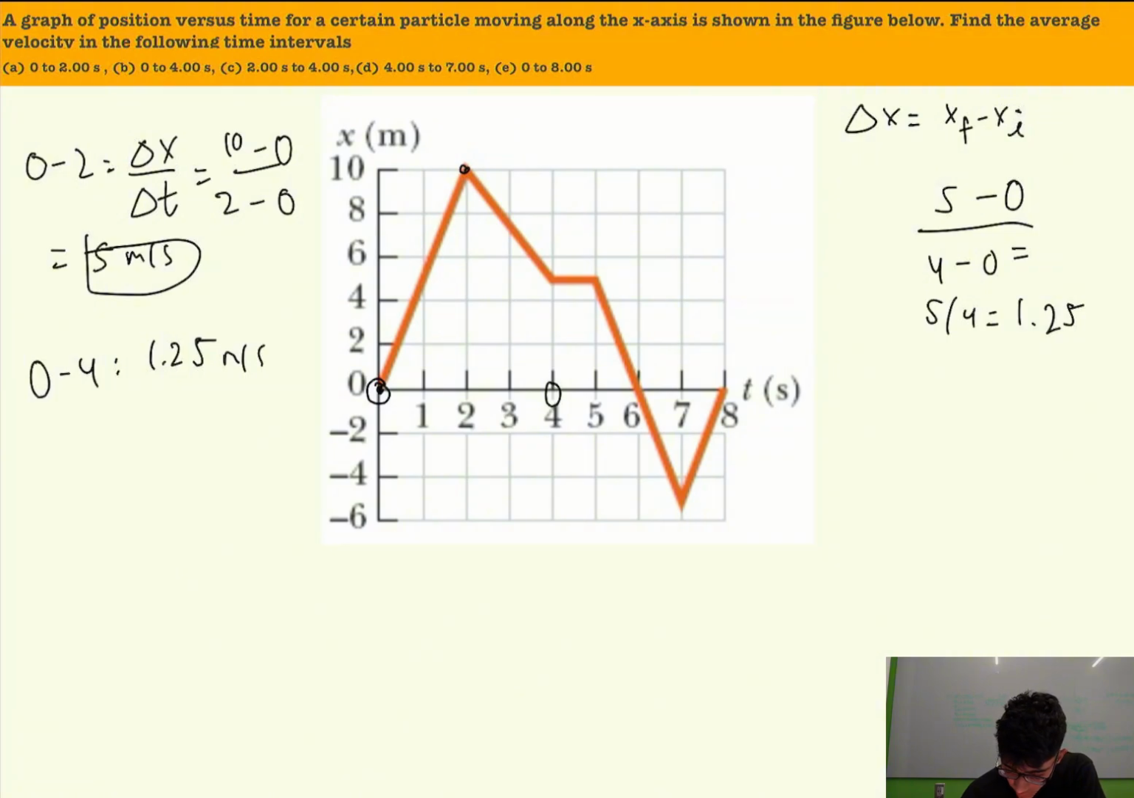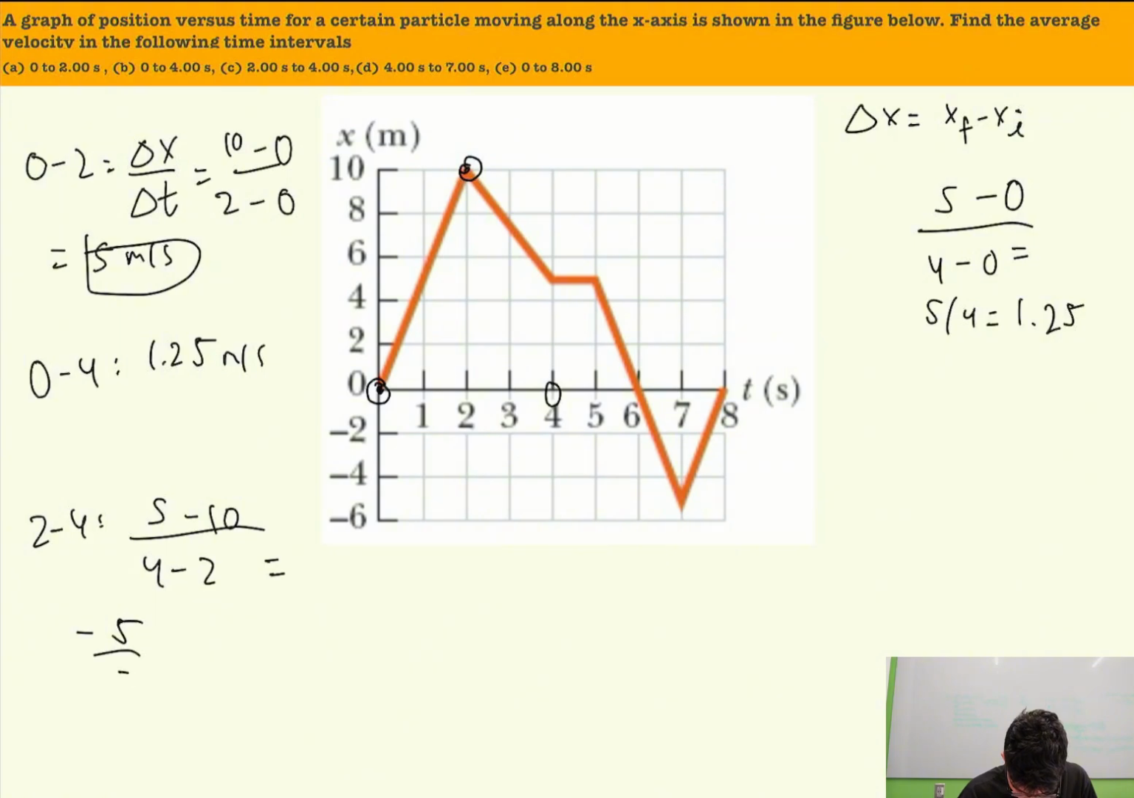Okay, now 2 to 4. At 2, where are we on the graph? We're at 10, so that's our initial. Where did we end? We ended at 4, and there we're at 5. So 5 minus 10, and then the total time is 4 minus 2, because it's time final minus time initial. So negative 5 over 2, which is negative 2.5. I don't even trust myself anymore. Yeah, negative 2.5 meters per second.